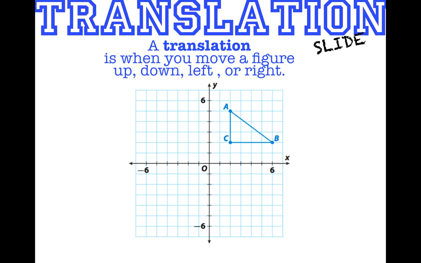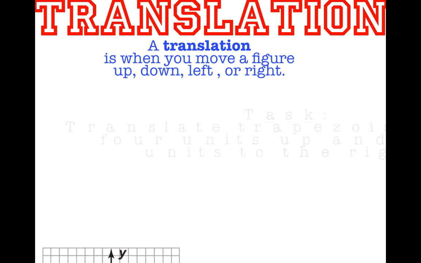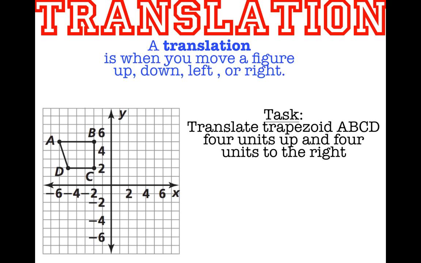You can call a translation a slide, or a glide, or a move, or a shift, or a scoot, or a scooch, or a nudge. They're all just different ways of saying that you're moving that figure around. So if we wanted to move this trapezoid ABCD up 4 and 4 to the right, here's what we would do. We would take each point and do it one point at a time.